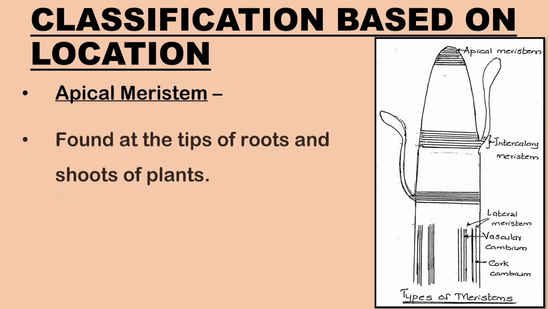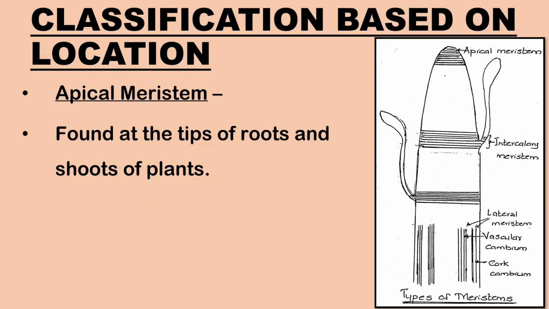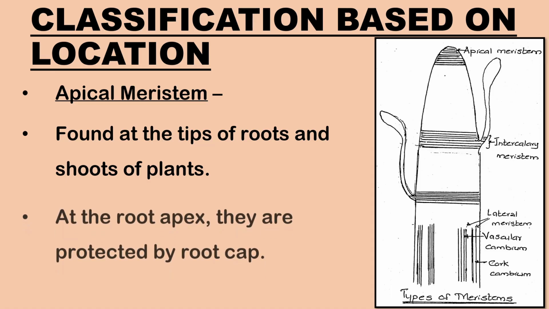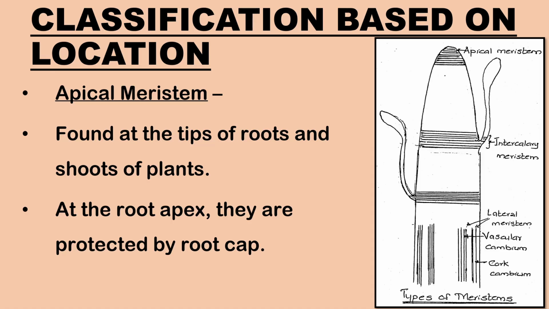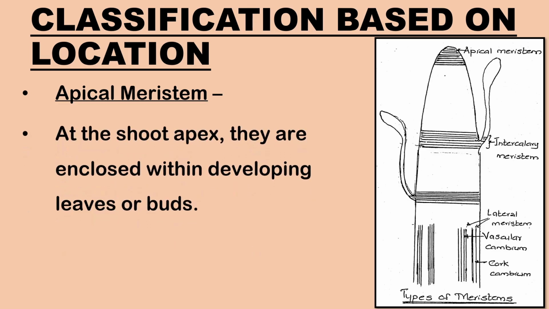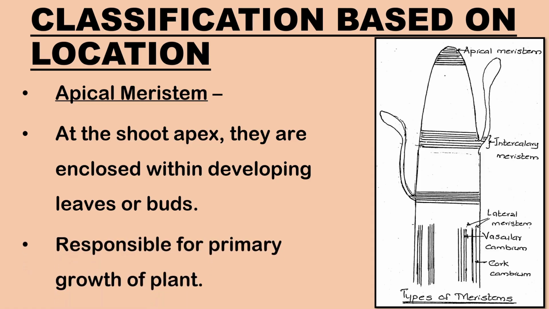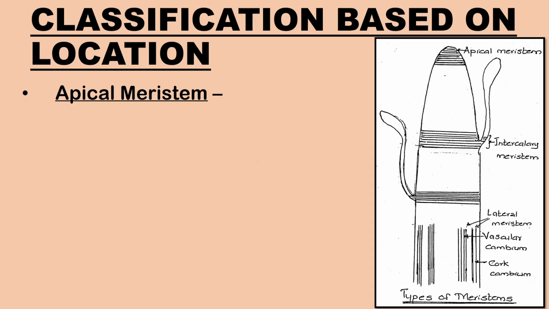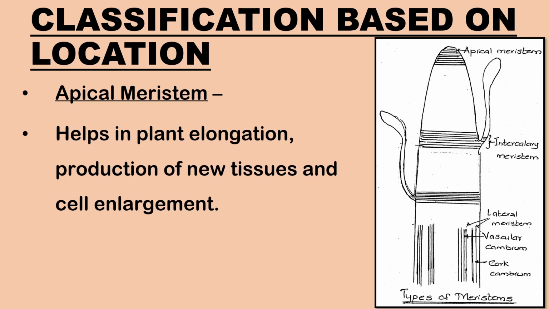Apical meristem is a region of actively dividing cells found at the tips of roots and shoots of a plant. At the root apex, these meristems are protected by the root cap. At the shoot apex, the apical meristems are enclosed within developing leaves or buds. Apical meristem is also known as primary meristem as it is responsible for the primary growth of plant, which involves elongation of plant and production of new tissues.